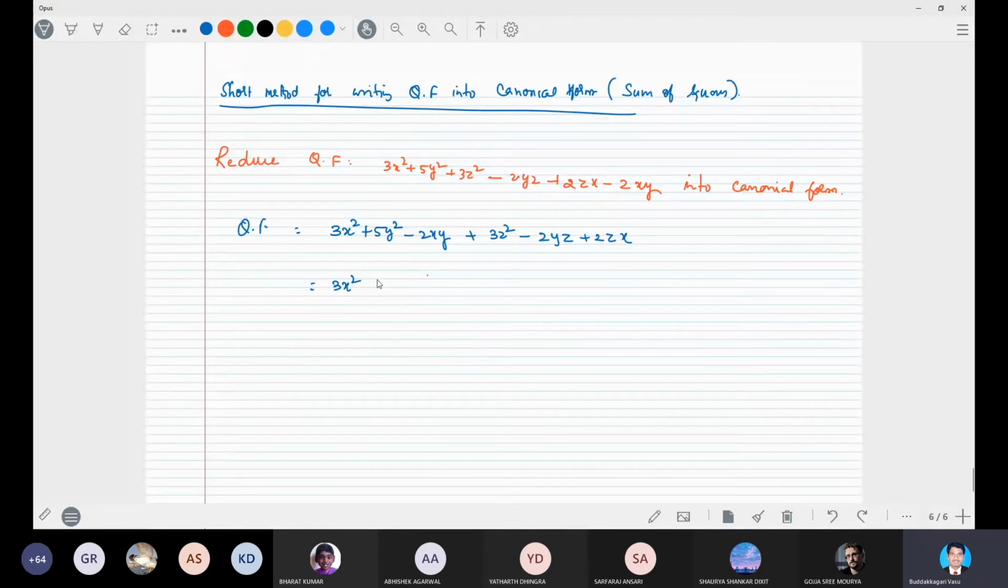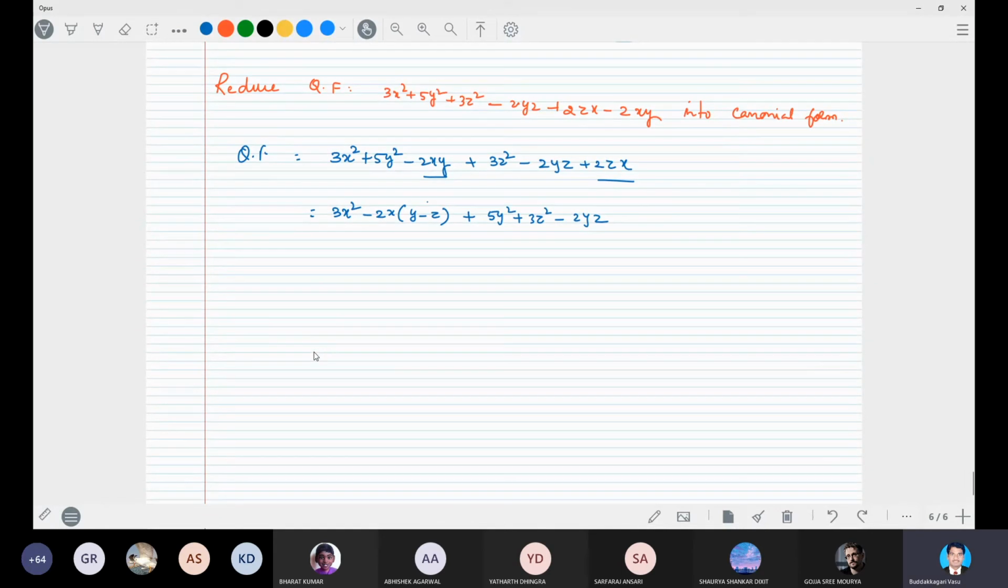3x square, okay, and x is common in 2xy and 2zx. You take that common into here. So from that minus 2, you take it. That will be minus 2x into y minus z. Right. X square minus 2x into y minus z. The remaining you put as it is, 5y square plus 3z square minus 2yz. Right.